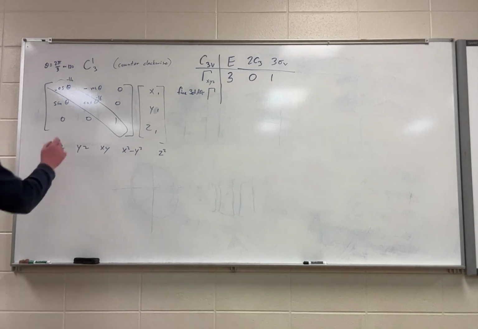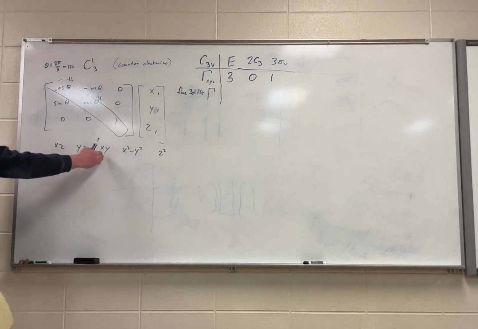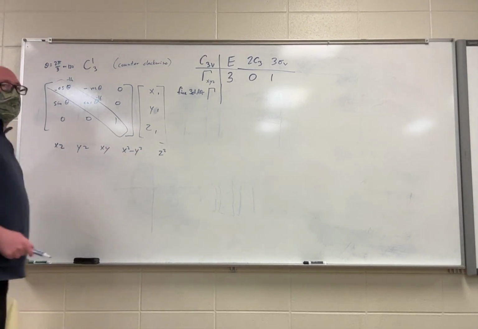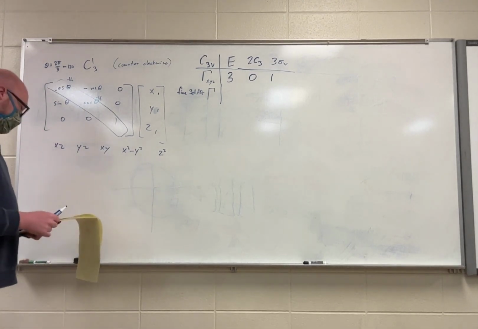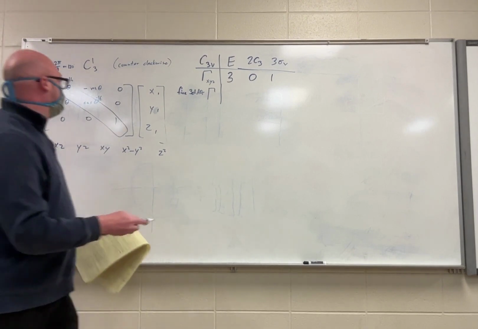Now if we work out a transformation matrix for x, y, and z, say for a C3, then all we have to do is take the products of xz or yz and so on according to these functions to work out what happens to those points and work out the characters for square type functions that represent d orbitals. Okay? So your transformation matrix now is a 5 by 5 matrix.